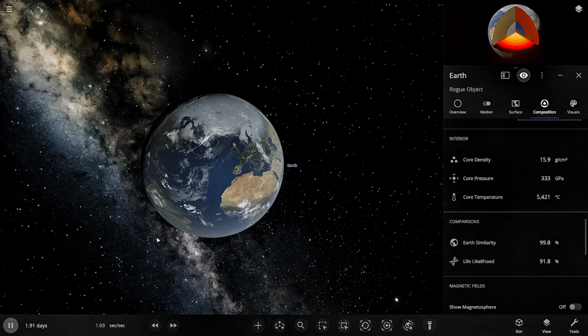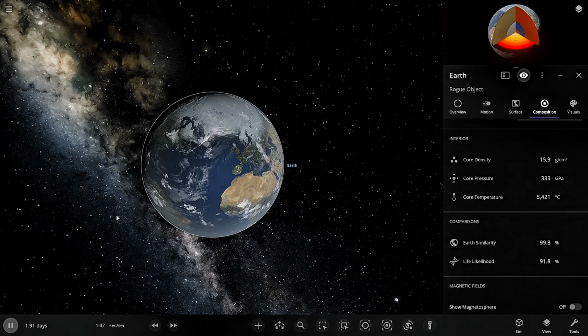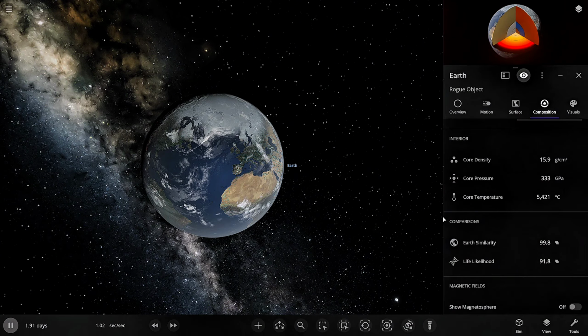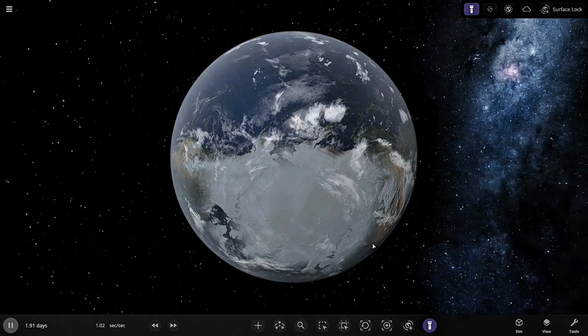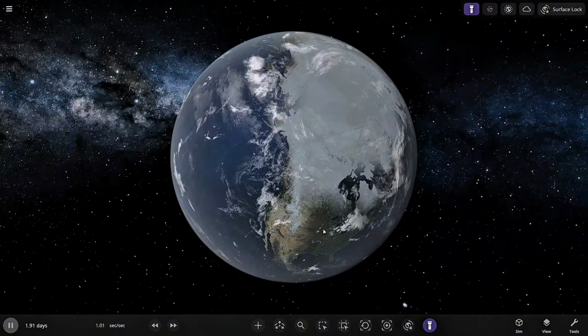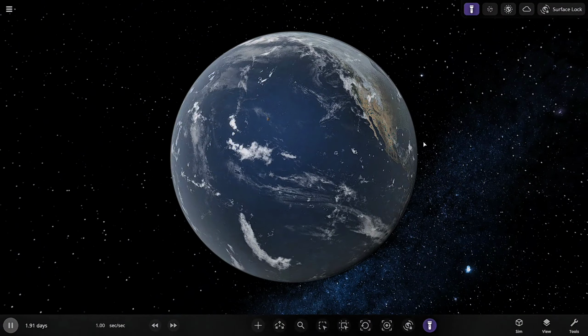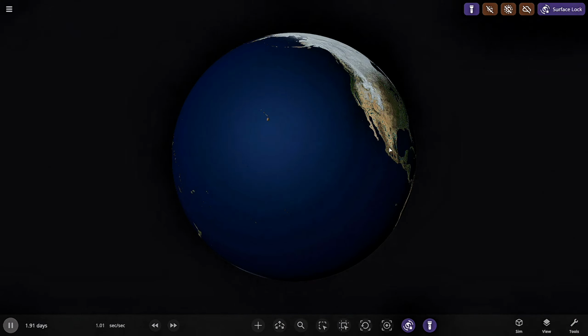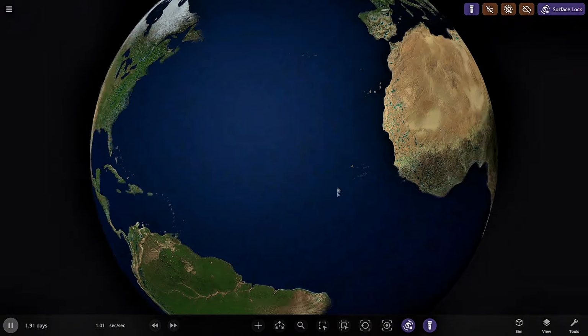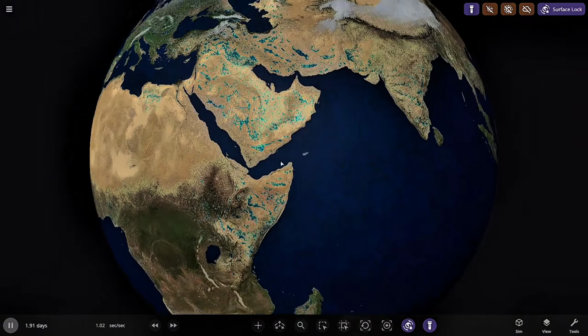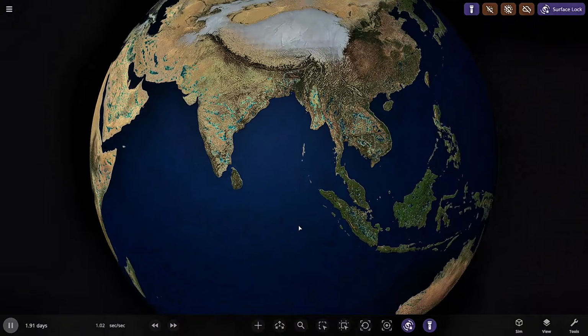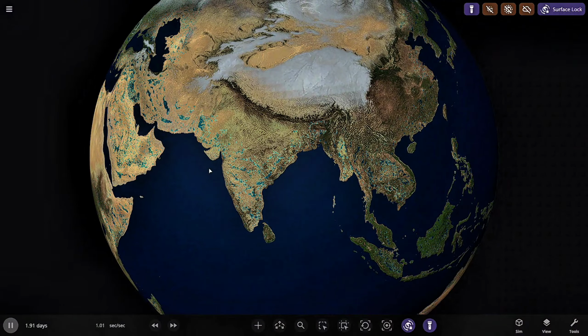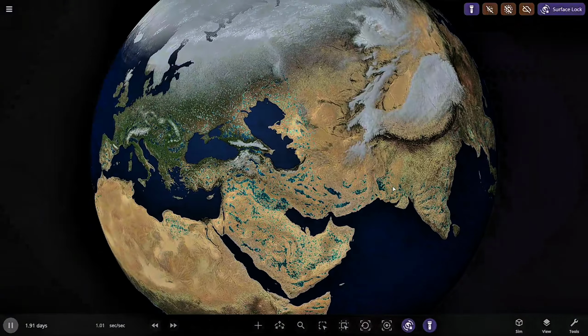Earth similarity, 99.8%, almost perfect for life. But life likelihood, 91.8%, not 100%, because Earth isn't perfect. Some places are too hot, too cold, or too dry, and disasters keep disrupting life. So Earth is nearly perfect, just not everywhere. And that balance can break with something coin-sized.